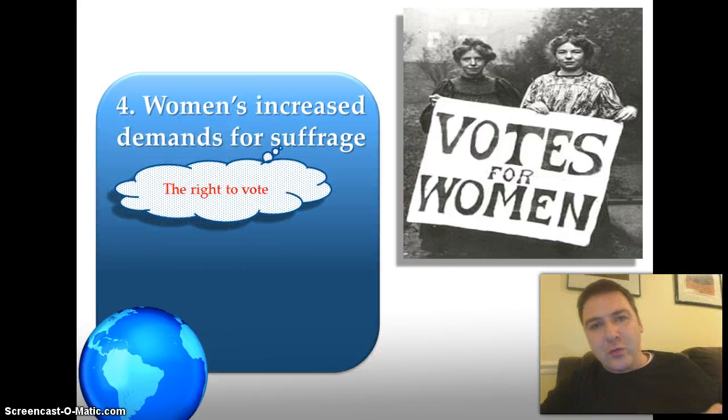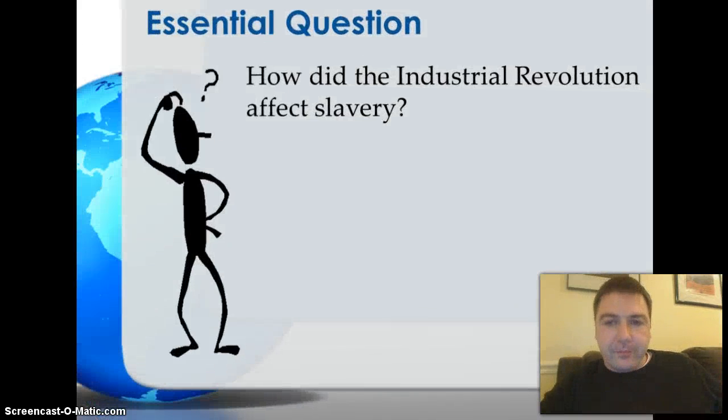Suffrage, I find, is one of those words students have a hard time with because it doesn't sound anything like what it is. Suffrage is the right to vote. So women who are now getting economic power before the early 1900s didn't have political power, couldn't vote. We see these two women here with their signs protesting for voting rights, or suffrage, for women.